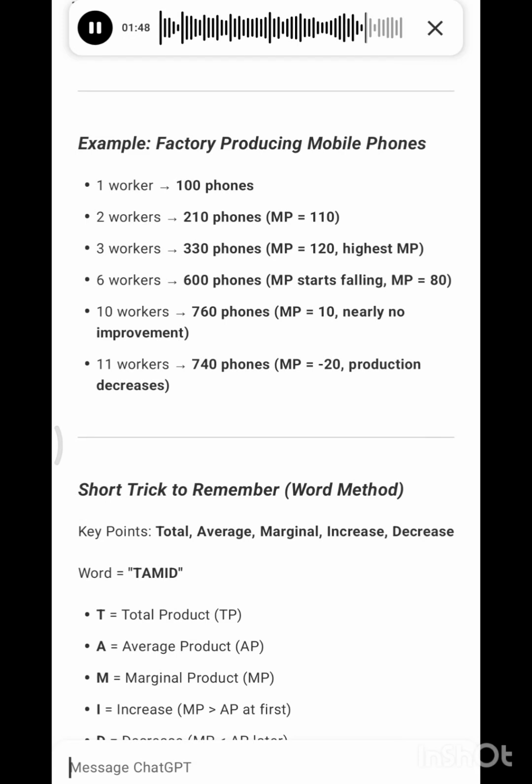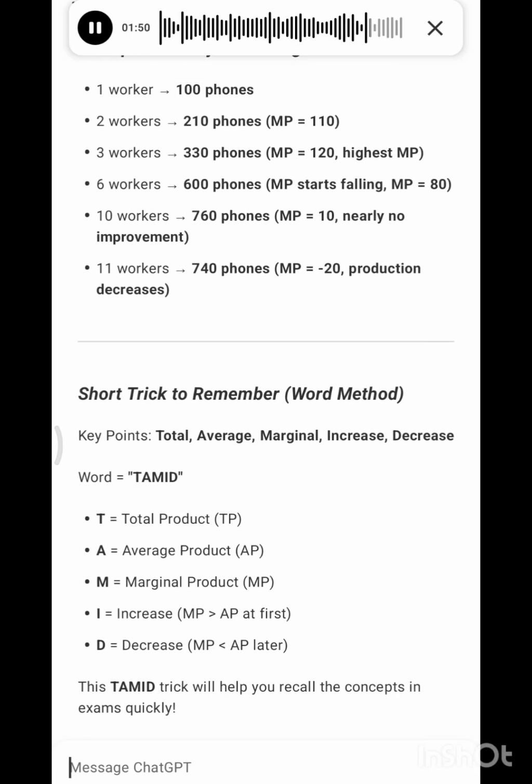A short trick to remember, word method. Key points: total, average, marginal, increase, decrease. Word TAMID: T equals total product, TP; A equals average product, AP; M equals marginal product, MP; I equals increase, MP and AP at first; D equals decrease, MP and AP later. This TAMID trick will help you recall the concepts in exams quickly.